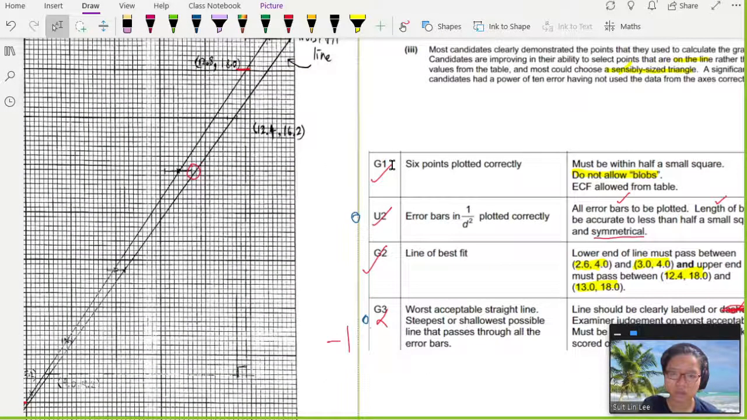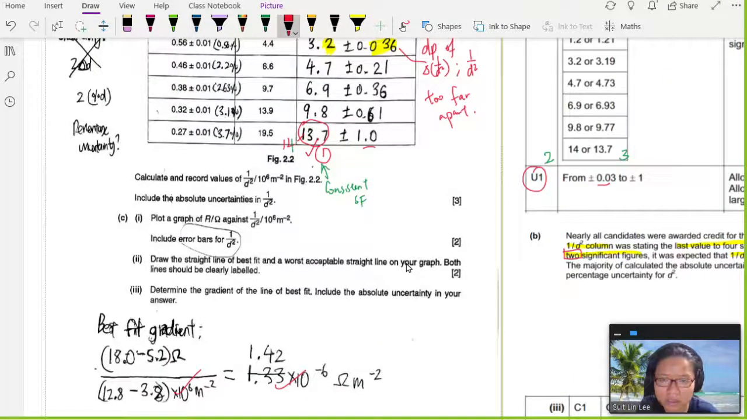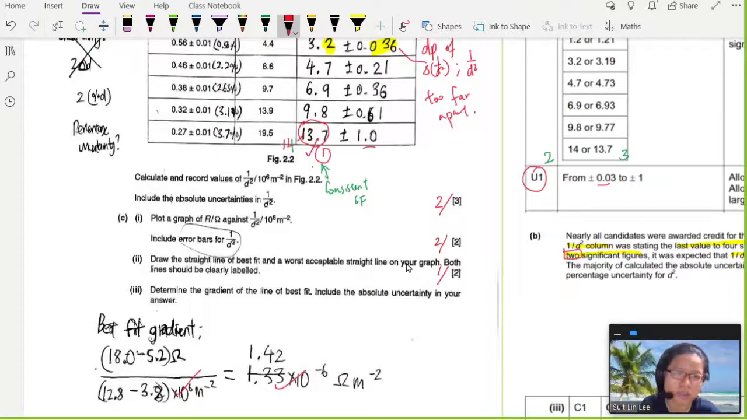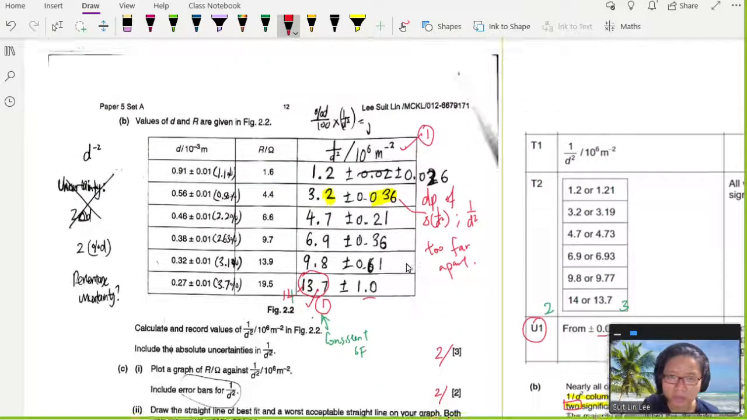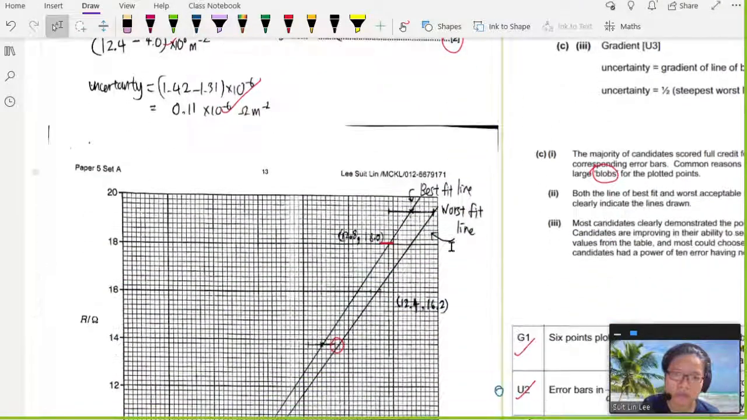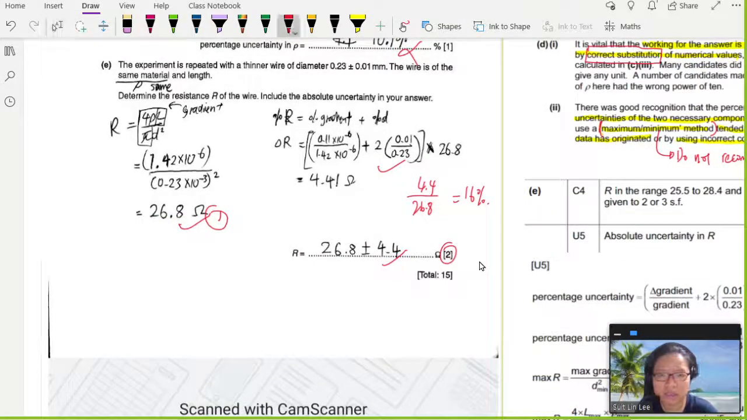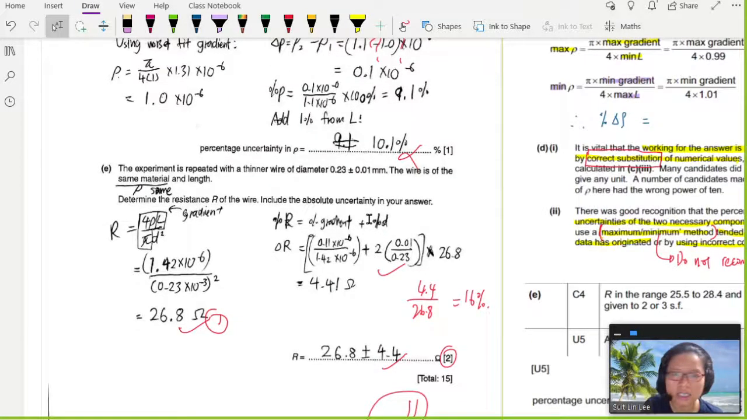Graph everything. So for the graph, this one is 1 out of 2 because of the error bar problem, didn't pass the error bar. This one is 2 out of 2. This one is 2 out of 3 because of the decimal point problem. So this one is 1. So 1, 2, 3, 4, 5, 6, 7, 8, 9, 10, 11. 11 out of 15. Can do better, but this candidate is pretty okay lah.